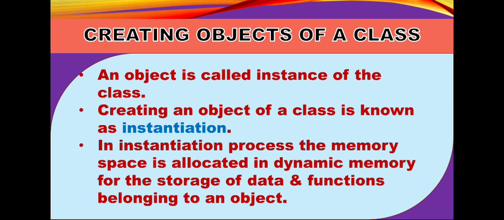Basically there are two types of memory, one is static memory and one is dynamic memory. In static memory, those variables are created which have fixed memory size, like int has fixed memory size, double has fixed memory size, but the object has no fixed memory size. The size of an object will depend on the number of characteristics and number of behaviors defined in the class. Therefore, it is created in dynamic memory.